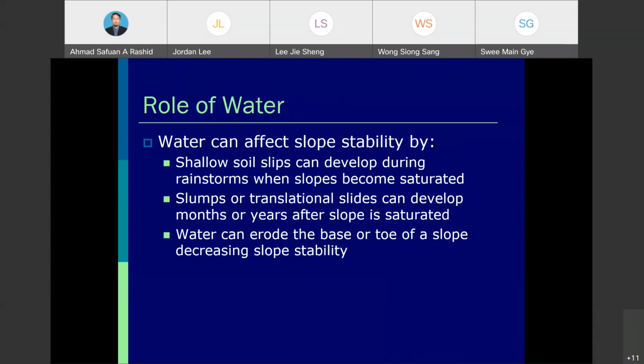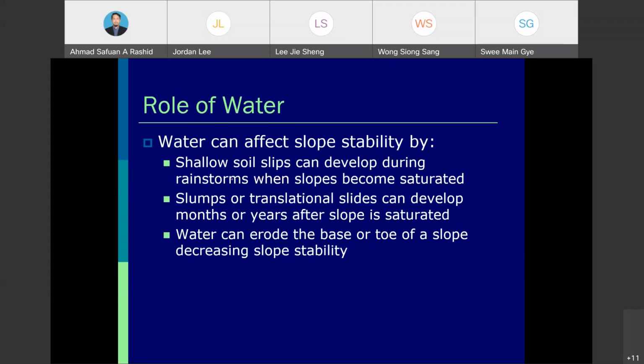So water can affect slope stability. Okay, shallow soil slip can develop during a rainstorm when the slope becomes saturated. Slump or translational slide can develop months or years after the slope is saturated. The water can erode the base or toe of the slope, decreasing slope stability. Okay, so this is the effect of the water.